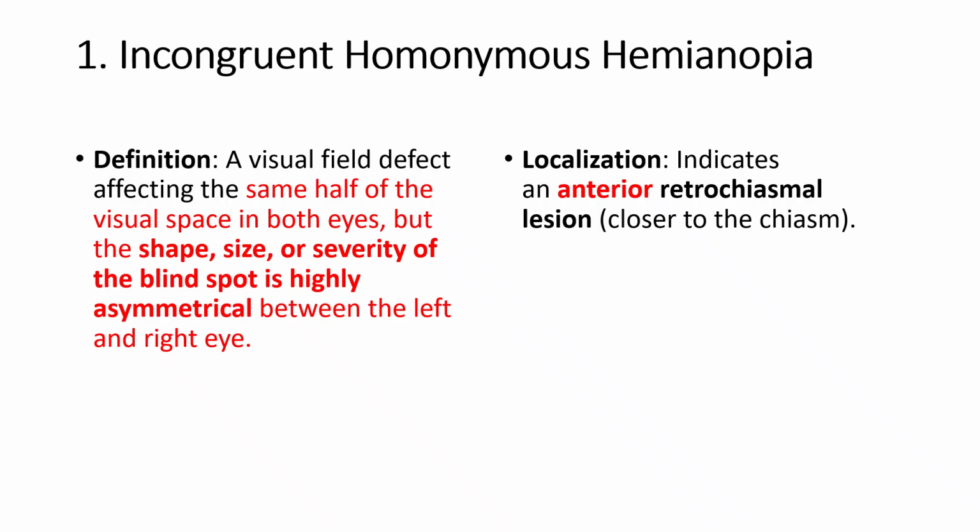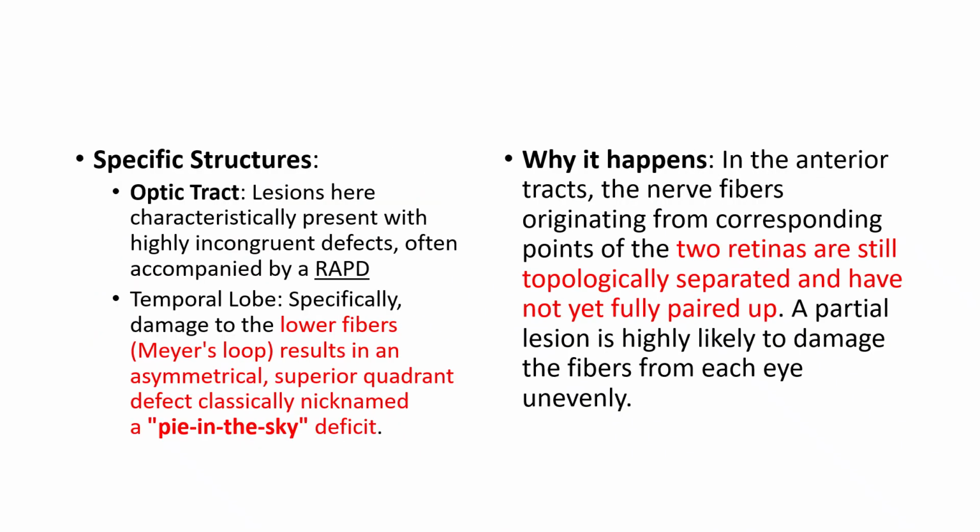Incongruent homonymous hemianopia. Here, a visual field defect affects the same half of the visual space in both eyes, but the shape, size and severity of the blind spot is highly asymmetrical between the left and right. It localizes to a lesion in the anterior retrochiasmal location, that is, closer to the optic chiasma. The specific structure is the optic tract.